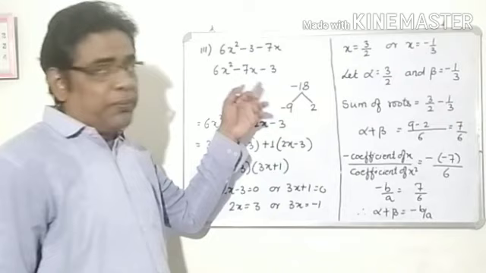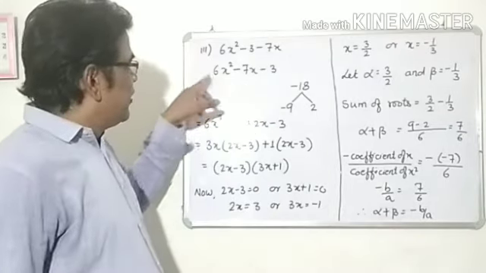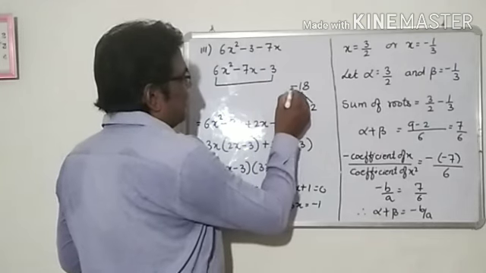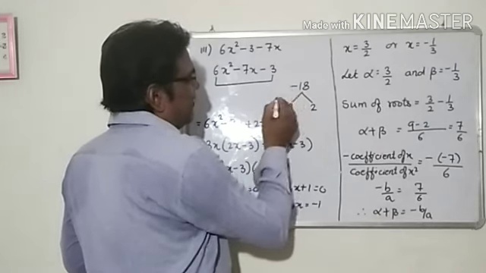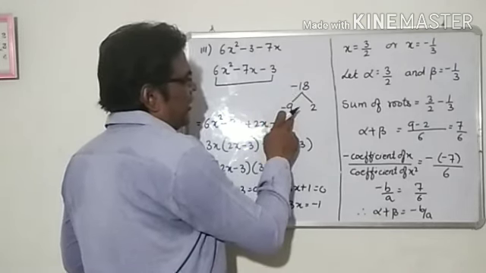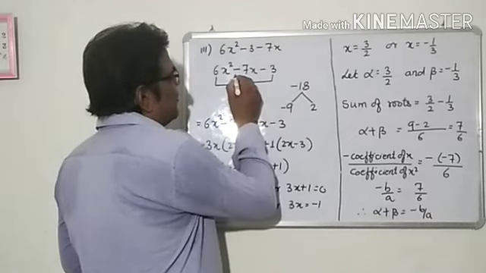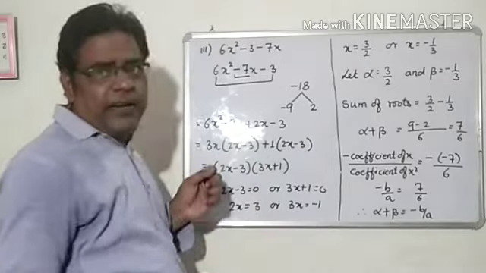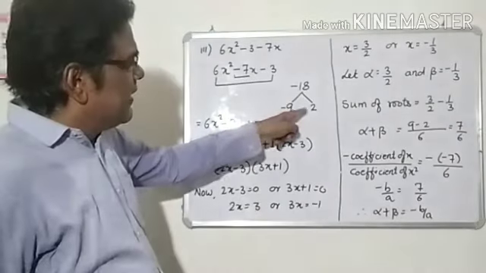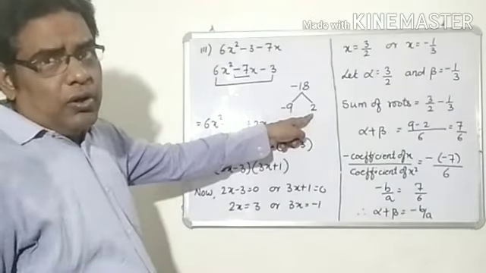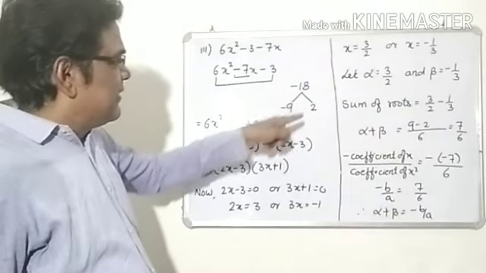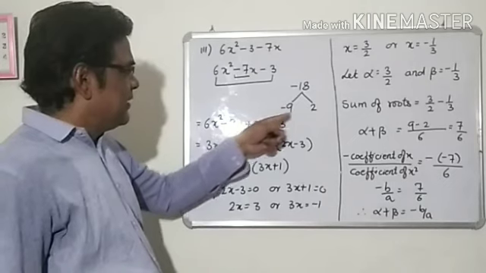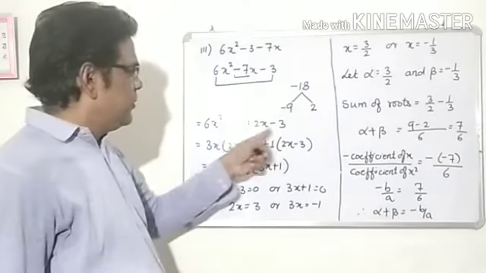You have to split the middle term. To split the middle term, you have to take the product of this 6 and minus 3: 6 times minus 3 is minus 18. Now you take 9 and 2 for 18. Since this middle term has a negative sign, the bigger number will get the negative sign. So minus 9 and 2 will be the factors of minus 18. Now writing this way, 6x square minus 9x plus 2x minus 3.